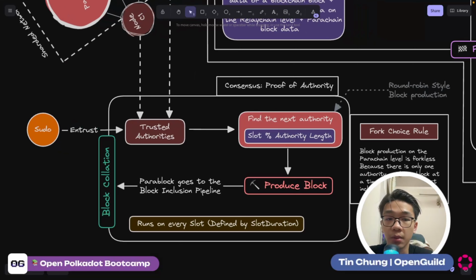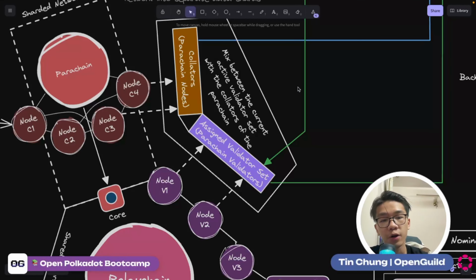For example, in the Moonbeam blockchain, an EVM-compatible layer blockchain in Polkadot, Moonbeam uses a different consensus mechanism called delegated proof of stake.